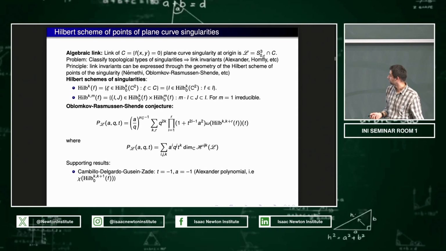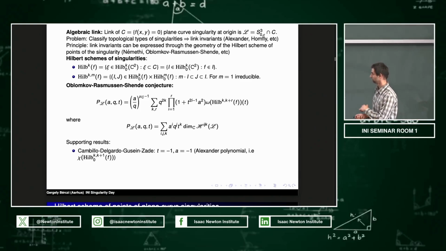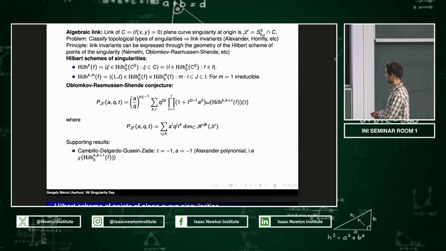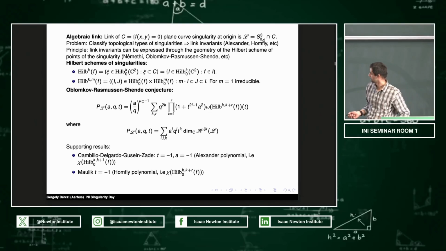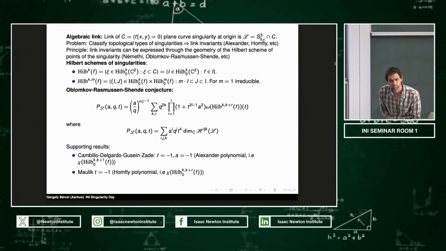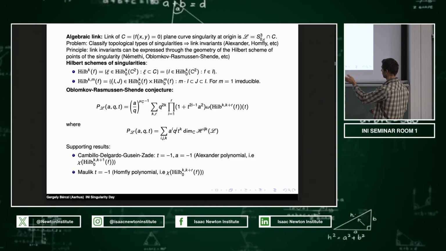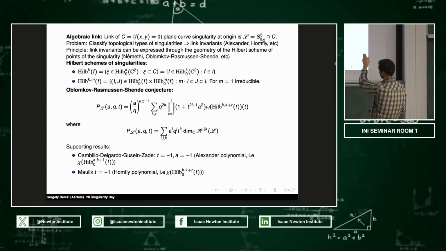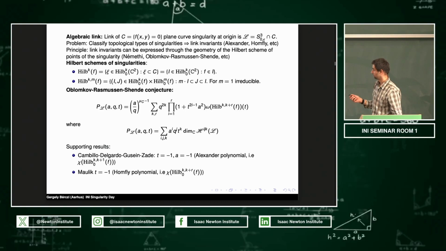There are some special cases of this conjecture already proved. The Alexander polynomial is a special case, and then Maulik proved the t equals -1 case, which is the HOMFLY polynomial. What is omega? That's the weight polynomial of this singular variety. If you take the HOMFLY polynomial, that's a special case of this triple graded one, and in that case you just substitute the Euler characteristic into your omega. These are specializations which we already know.